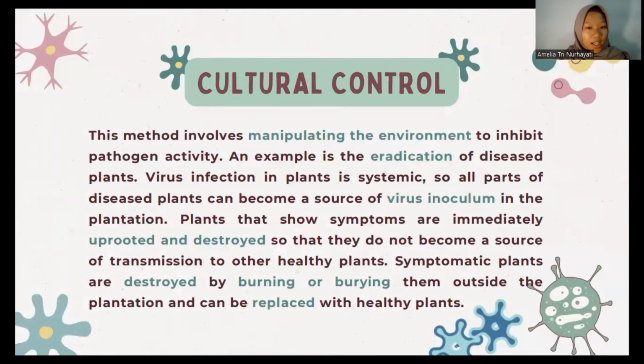The second is cultural control. This method involves manipulating the environment to inhibit pathogen activity. Plants with symptoms are immediately uprooted and destroyed so as not to become a source of transmission to other healthy plants. The cultural control can be done by burning or burying them outside the plantation.